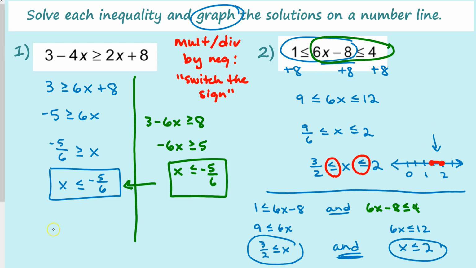And just to go back to number 1 real quick and make the graph, so you don't have to really take a whole lot of time on this, just make sure your number's there, and then maybe something else to the left and right. And then because we have the equals on there, we're going to make it a closed circle, and because it's less than, we're going to the left.